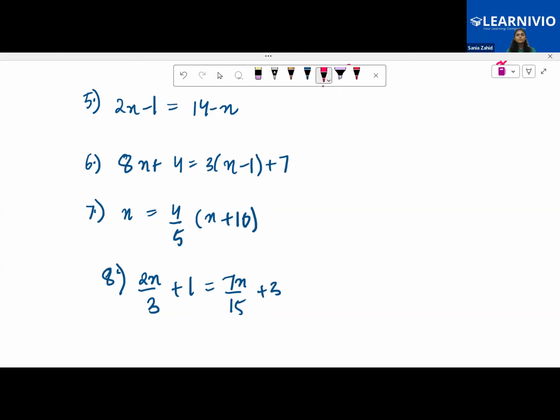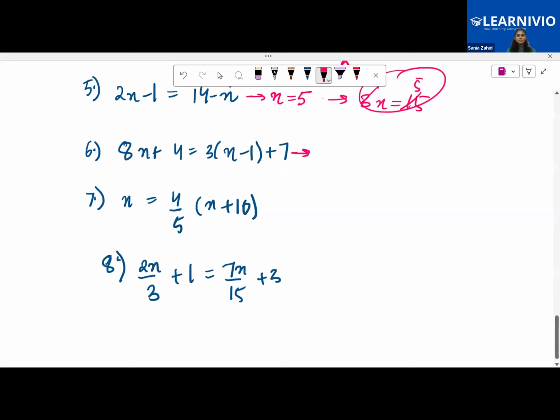Okay, so what's the answer for the first one? First one, x is equal to 5. All of you are getting 5 only? Yes, ma'am. Let's check. So you have 2x plus x will be 3x, 14 plus 1 will be 15. And 3x is 15, so x is 5. Correct.